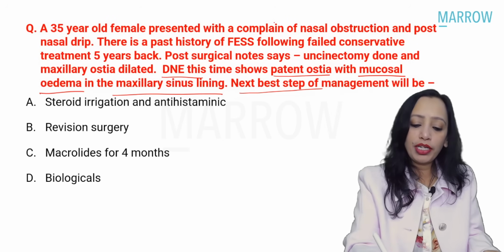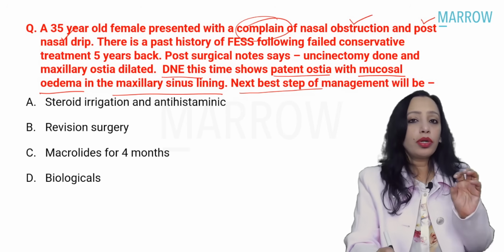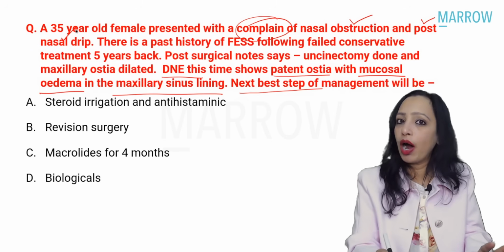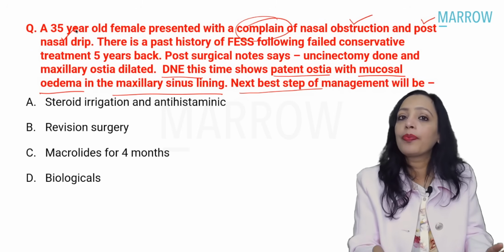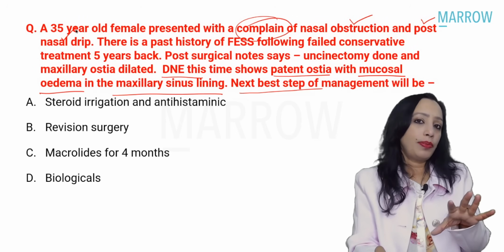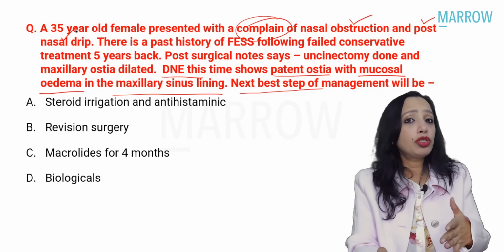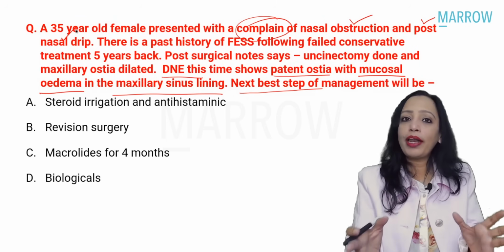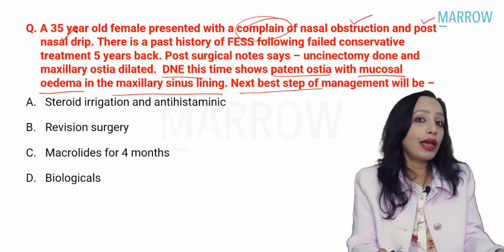Okay, so here we have a patient who has come to us with a complaint of nasal obstruction and postnasal drip, right? There is only nasal obstruction and postnasal drip. And right now, when we are doing the endoscopy, what we have found is that everything is patent, good. Only there is mucosal edema in the maxillary sinus lining. And this patient has given a history that 5 years back the patient got operated, a FESS was done. So right now, with this finding in the nose, our main aim of management will be focused on resolving the edema of the mucosal lining.